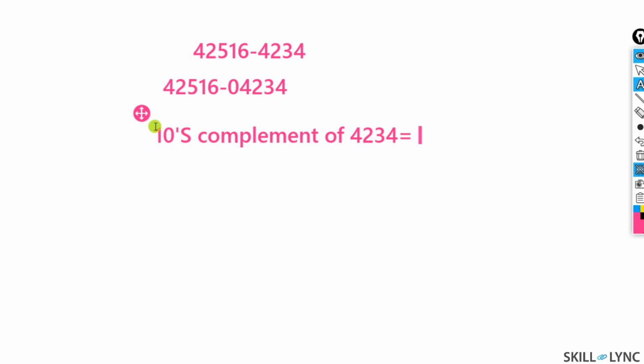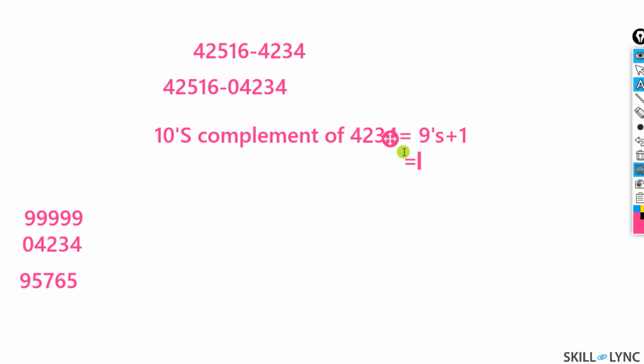And 10's complement can be found using 9's complement plus 1. So 9's complement is 99999, because it is 5 digits. Just subtract it: 99999 minus 04234, which gives 95765. Now the 10's complement will become 95766.